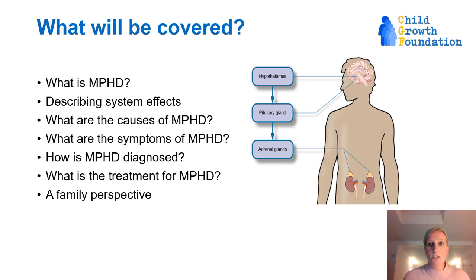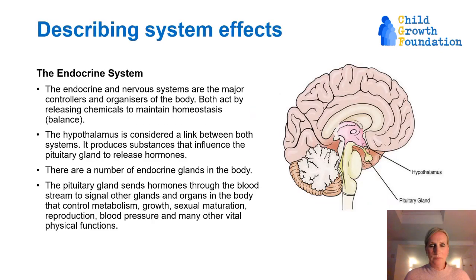The diagram on the right just shows you briefly some of the anatomy affected. In the brain, you can see the hypothalamus and the pituitary gland, and then above the kidneys in the abdomen are the adrenal glands. So it's the endocrine system which is disrupted when someone has multiple pituitary hormone deficiency.